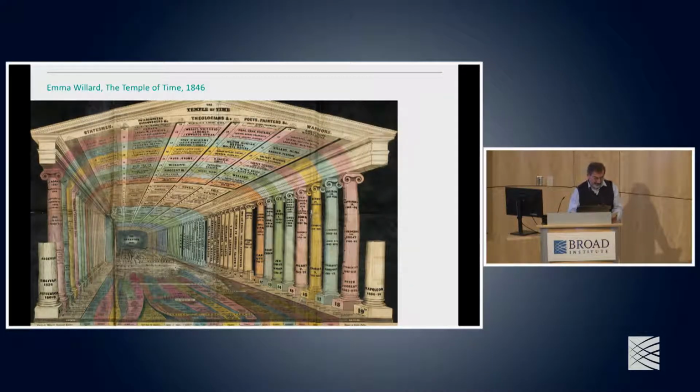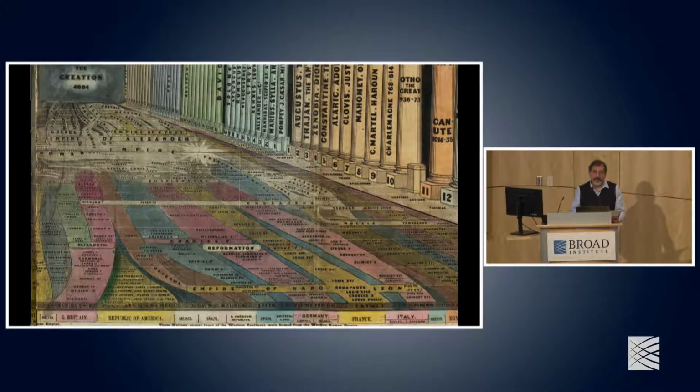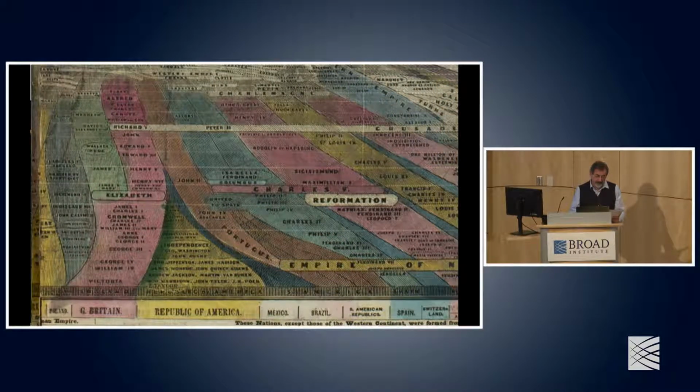Also from America, Emma Willard created this history textbook as part of her educational program for American women. She designed this architectural memory palace. The pillars of centuries hold up the ceiling covered by categories of famous people. The back wall was the creation in the year 4004 BC. The empires flow along the floor, where she's added a glowing star to mark the birth of Christ. And the modern nations are all in the foreground, where we can see that the English and Spanish empires part to reveal the Republic of America.